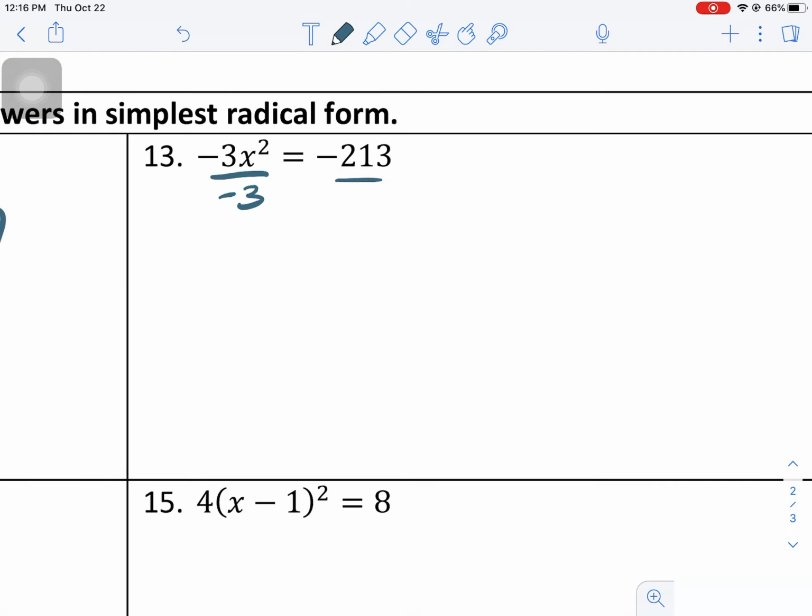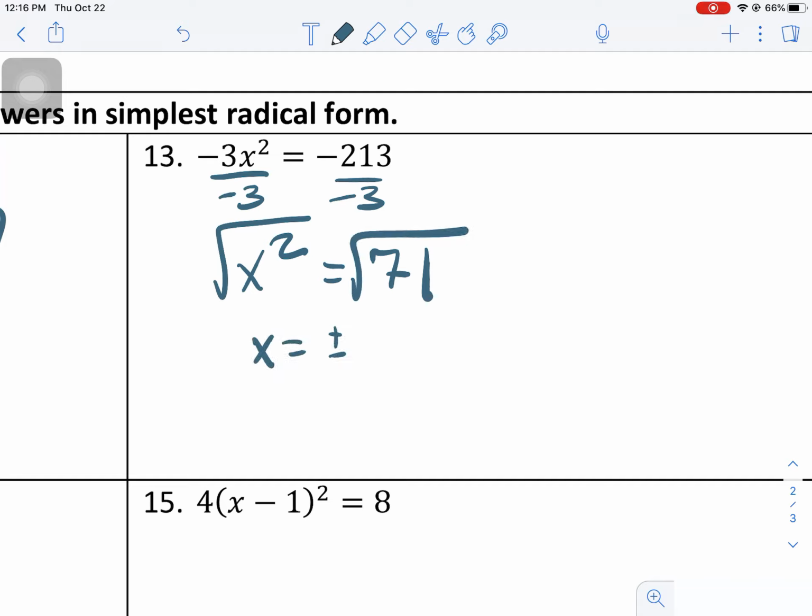And then we're just going to continue on with this trend. So divide by negative 3 gives us x squared. Negative 213 divided by 3 is going to be 71. Square root both of these things, so x equals plus or minus the square root of 71.